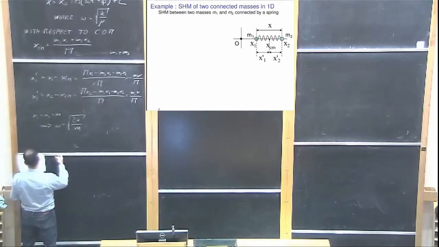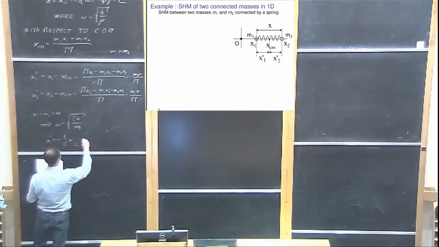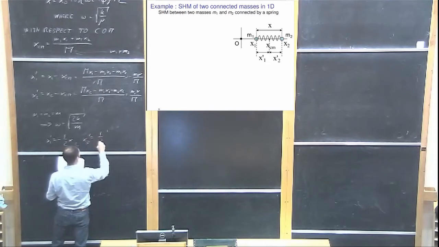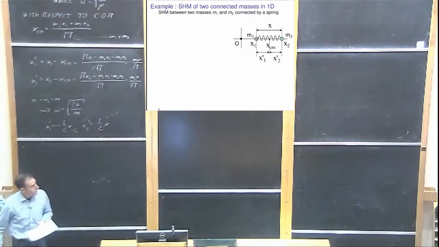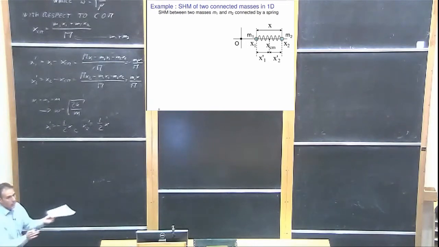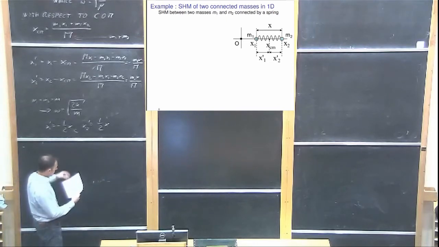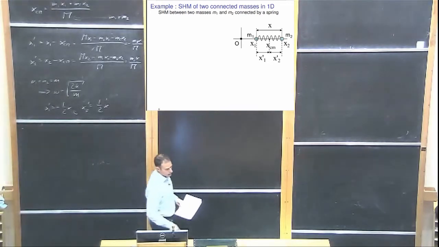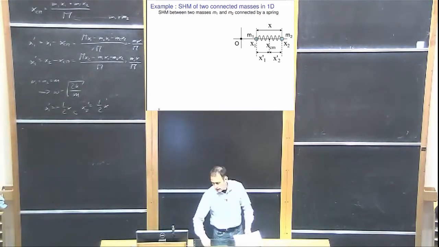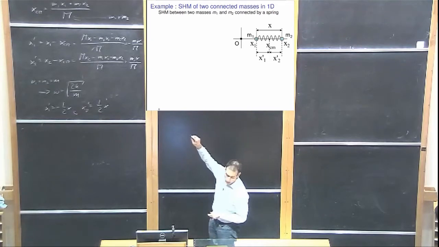And x1 prime equals minus 1/2 x and x2 prime equals plus 1/2 x. And that's not a surprise. We have symmetric masses, they have the spring between them, and they are always vibrating like this. So this is one example of where using the center of mass can be quite useful in determining the properties here, the simple harmonic motion of this spring example.